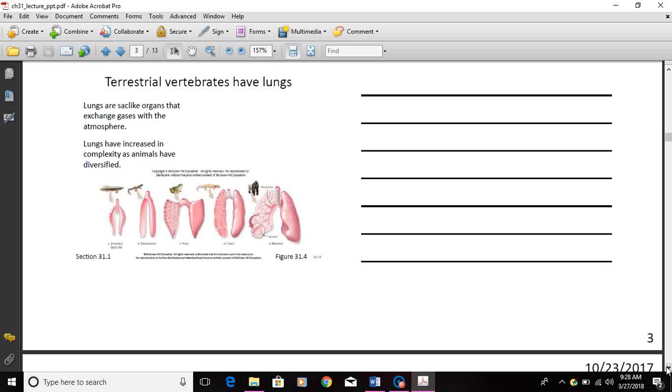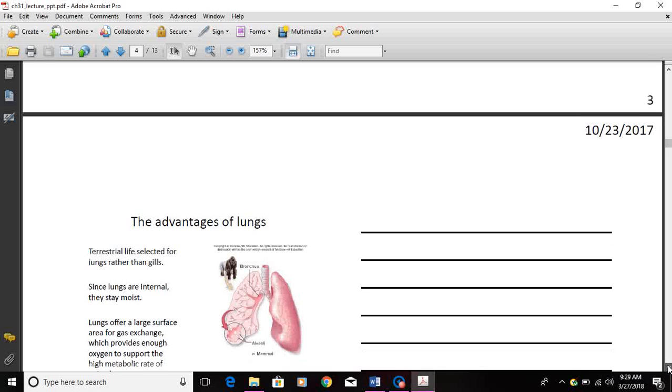So terrestrial organisms like us, mammals or vertebrates, they have lungs. And so lungs are just big balloons basically on the inside of the body that can fill with gas from the atmosphere, and then you can exchange the gases in your body with those that you've just inhaled from the atmosphere. So lungs can look very different depending on what kind of organism you're looking at, but they're basically like a big balloon with little tiny baby air sacs on the inside.